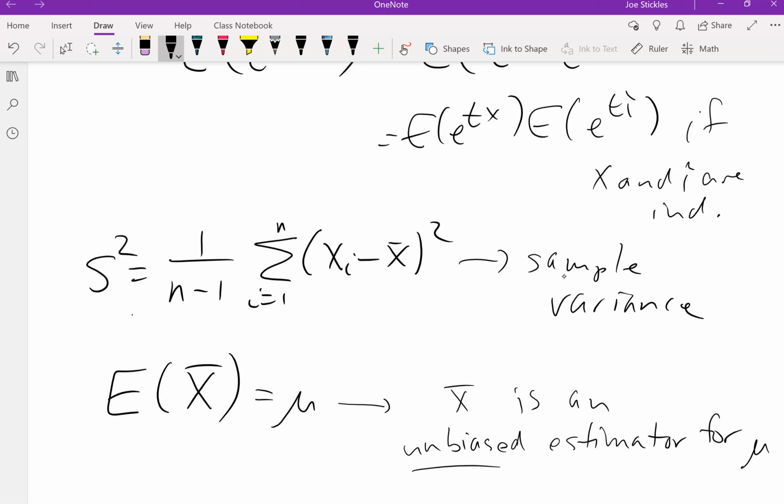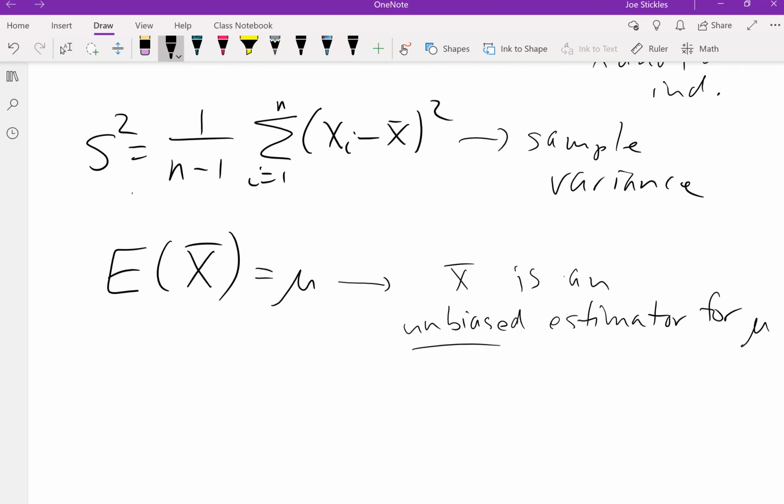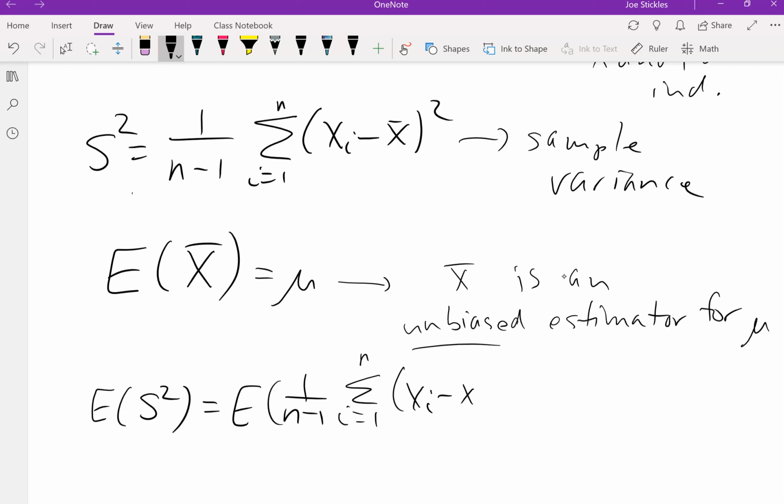Okay? So, going back to the sample variance over a population variance idea. If you do the expected value of s squared, well, our s squared is defined as 1 over n minus 1 sum i equals 1 to n of x sub i minus x bar squared.